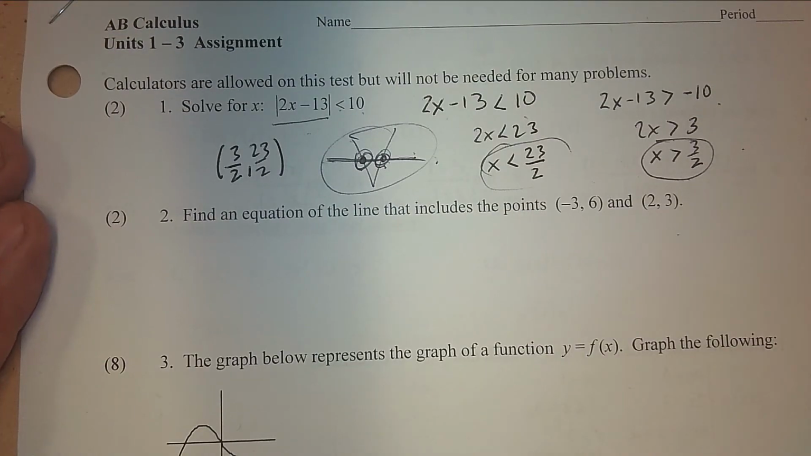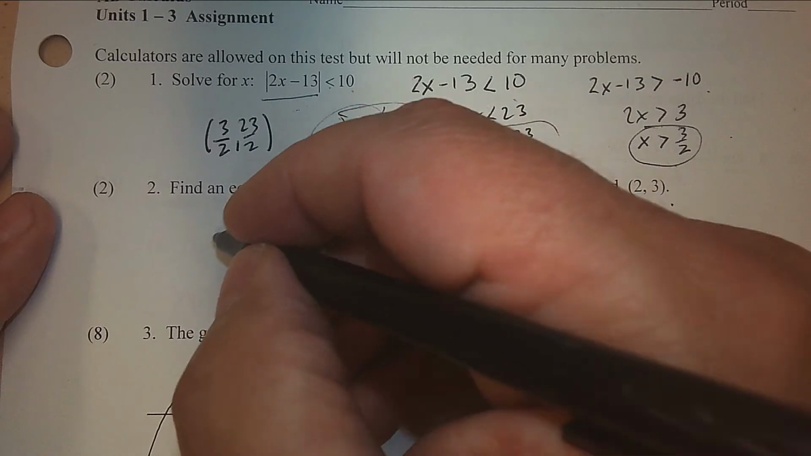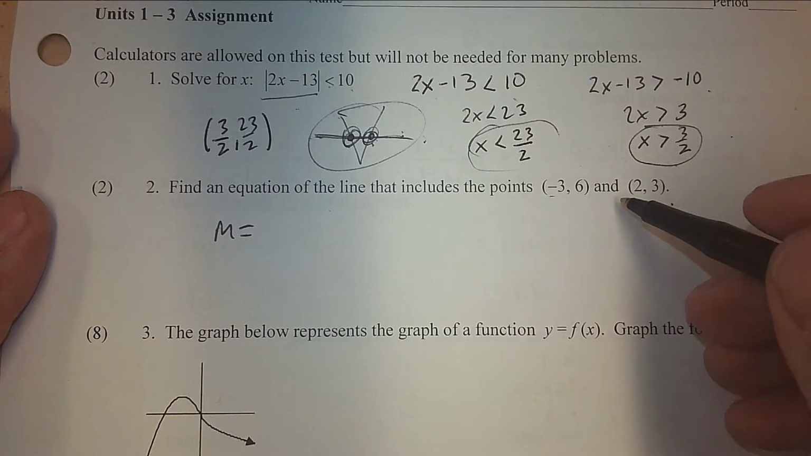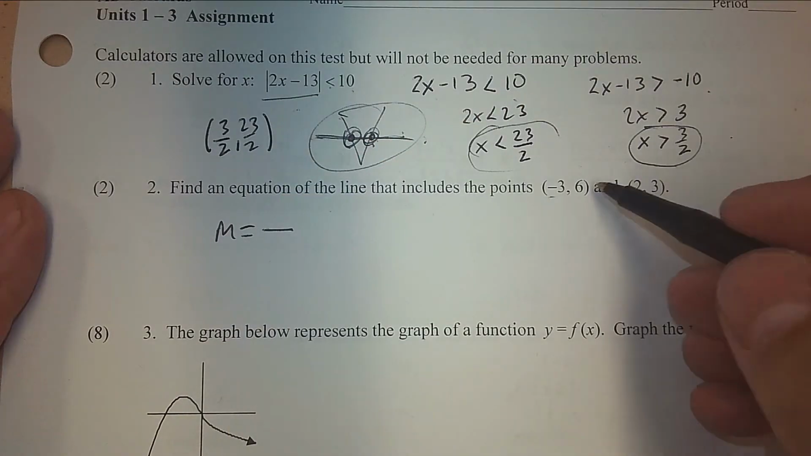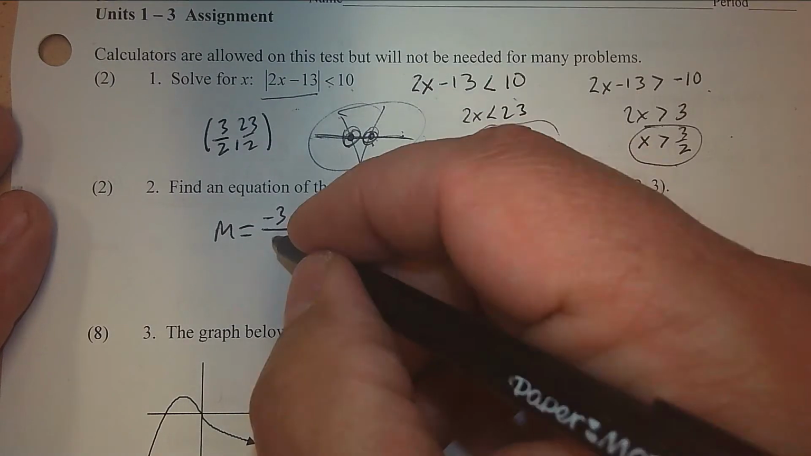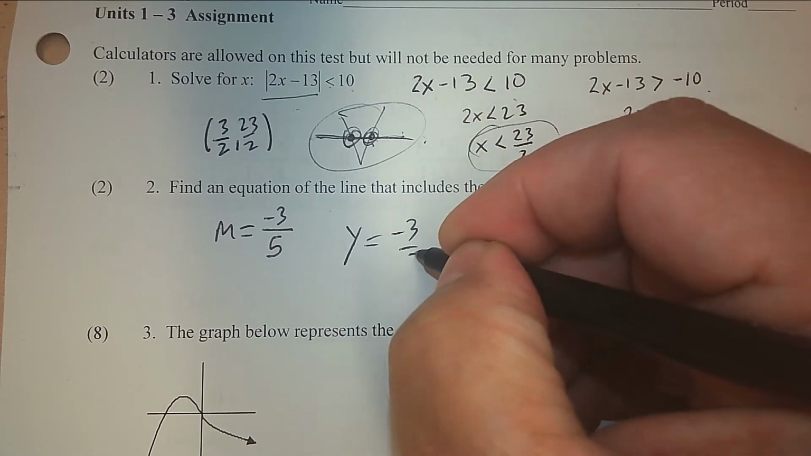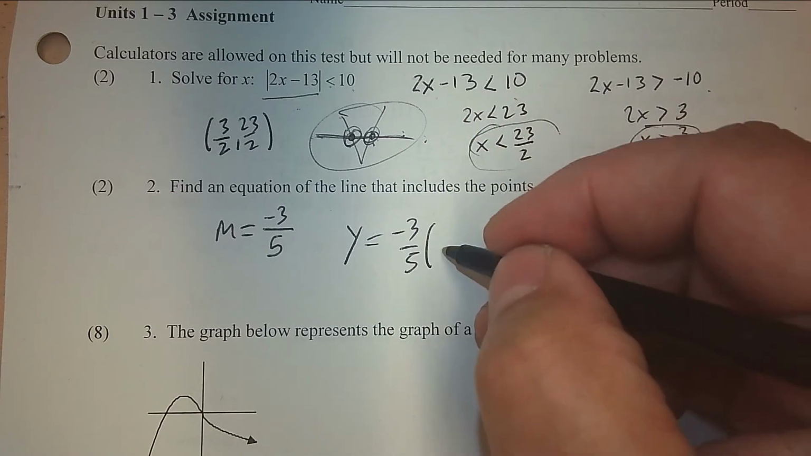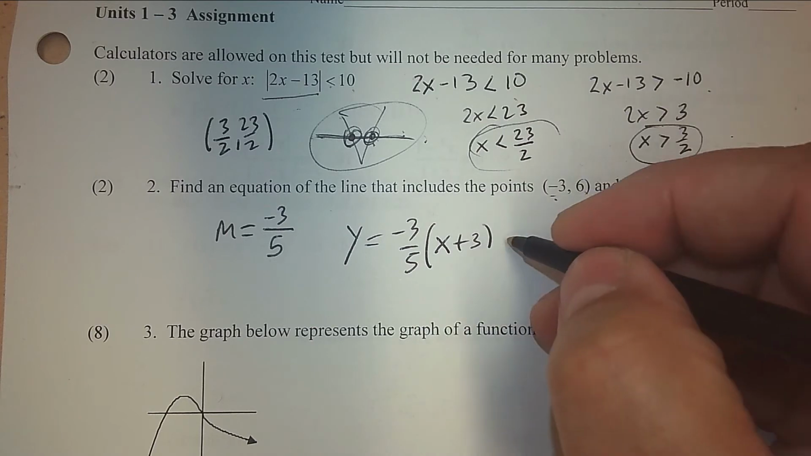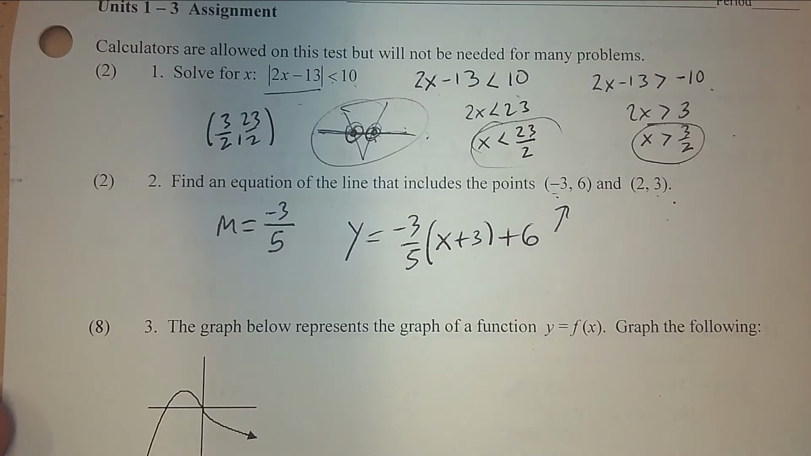Here's the algebra. Number 2, can you find the equation of a line that includes these points? So some algebra here. The change in y over the change in x. So 6 to 3 went down by 3. Negative 3 to 2 went up by 5. And then put it all together. The slope is negative 3 over 5. I'm going to take the first point, change the sign, and then keep the sign. So there's an equation that goes through those 2 points.